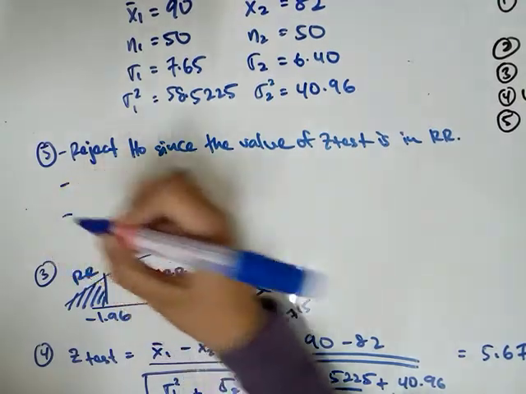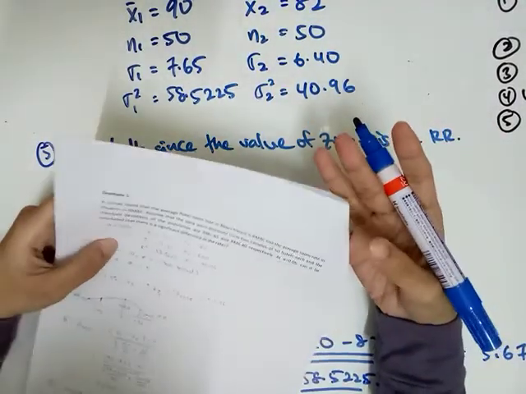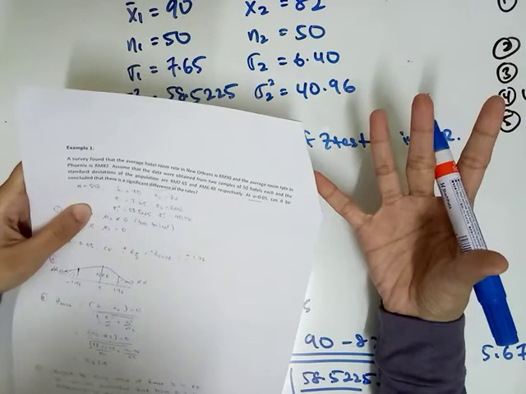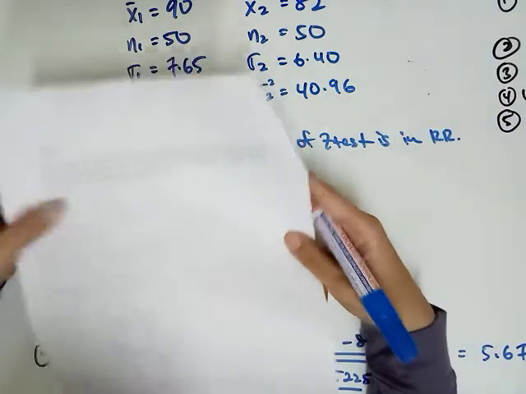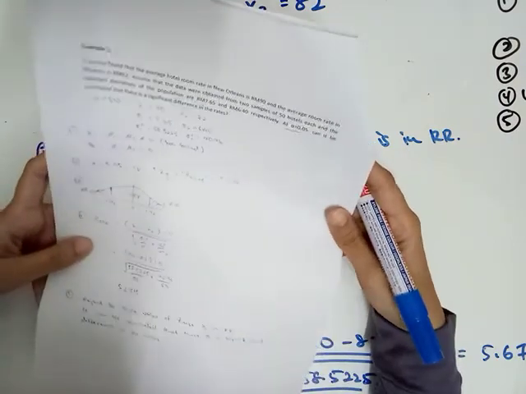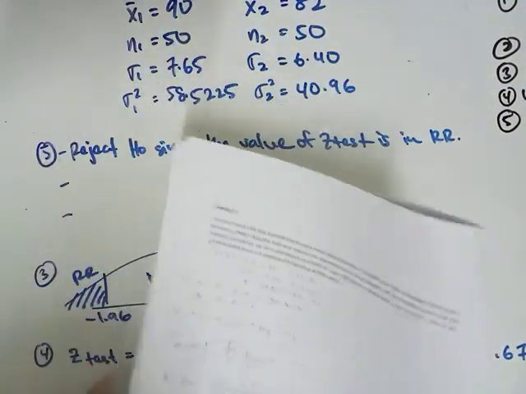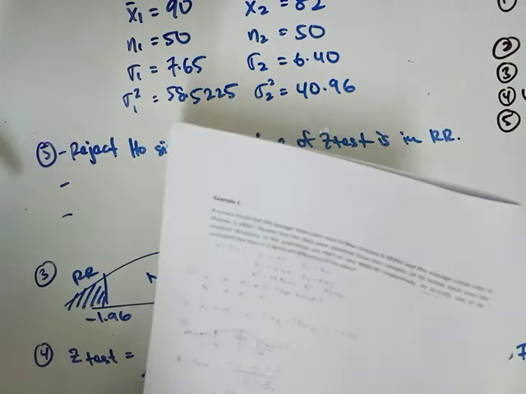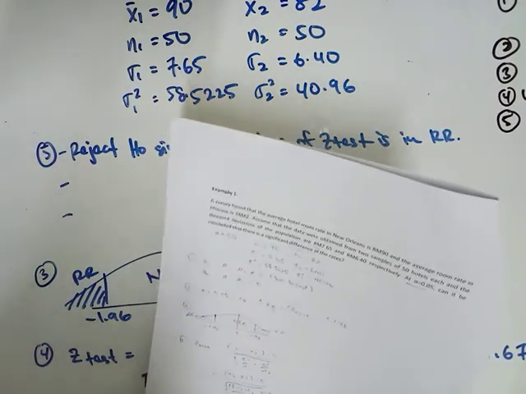Third conclusion, awak boleh cakap, okay, sebabkan population mean tu dia tak bagi, value dia tak bagi, so awak boleh cakap the claim is true. Okay, the claim is true. That's it. Okay, this is for 2 independent samples, 2 independent large samples.